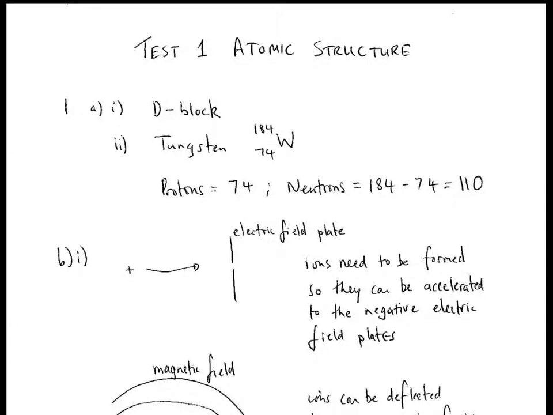Test 1, atomic structure. First question, state the block in which tungsten is found. It's found in the D block.